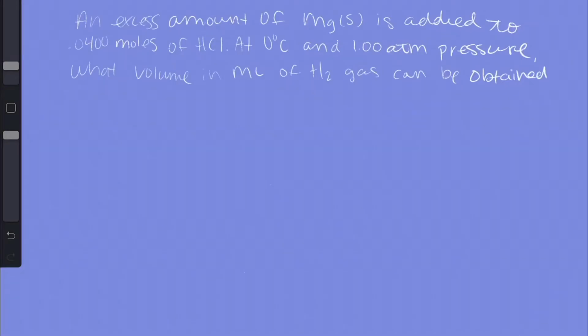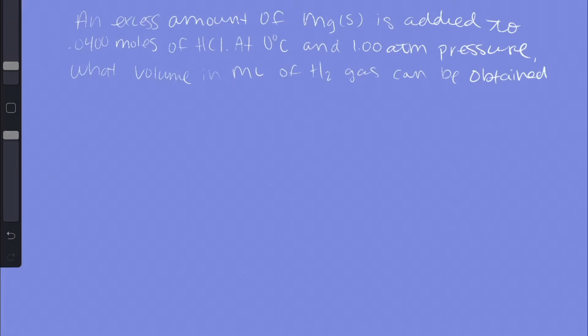Here we go, problem number 3. So today we have a collab between Jenna and Rosy. First we're going to start by reading the problem. An excess amount of magnesium is added to 0.0400 moles of hydrochloric acid at 0 degrees Celsius and 1 atm pressure. This is also known as standard temperature and pressure, STP. What volume in milliliters of H2 gas can be obtained?